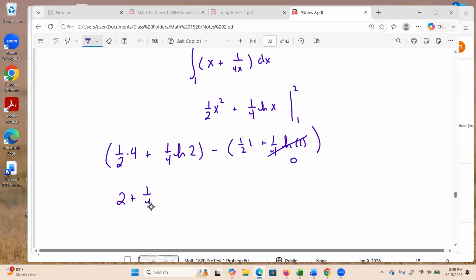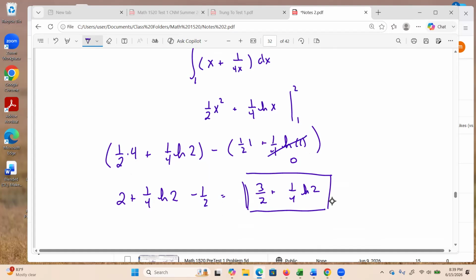So we have 2 plus 1/4 natural log of 2 minus 1/2. Let's see here. I think that was it. And we'll be able to say 2 minus 1/2 is going to be 3/2 plus 1/4 natural log of 2. I think that's a perfectly good answer. Again, if you want to click this into the calculator, you're more than welcome to do it.